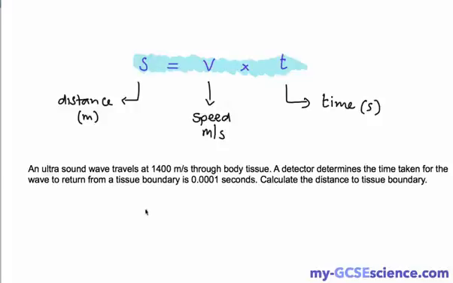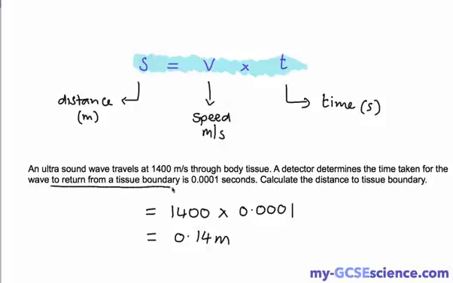So in this case we would just have to substitute into the formula. So it's 1400 times 0.0001, which is actually 0.14 meters. Now there's a little trick here, be careful, because it says the time taken for the wave to return from the tissue boundary. That means this distance is actually double the distance because it's gone to the tissue boundary and come back. So we would have to multiply that by half to find the actual distance, which is 0.07 meters, which is about 7 centimeters.